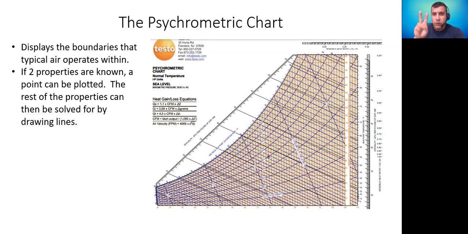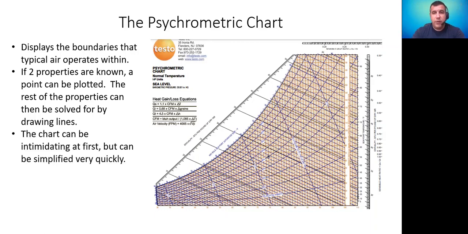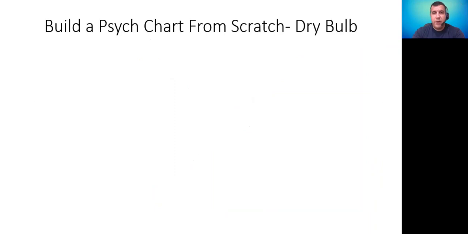So if we know only two properties, then we can plot a point somewhere on this chart, and then we can solve for the other properties that we don't know based on drawing lines out of that point. That's what we're going to learn to do today. And of course, the chart can be intimidating at first, but we're going to simplify it very quickly. And the way we're going to do that is we're going to build the psychrometric chart from scratch.